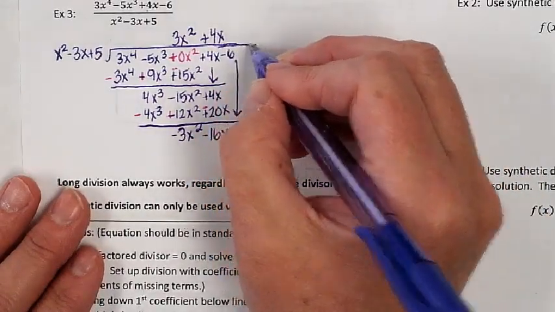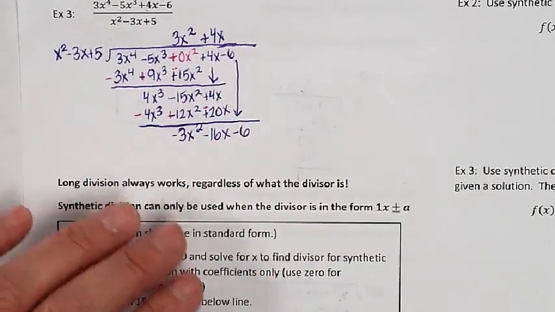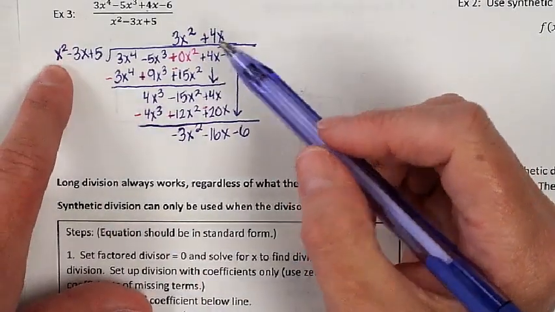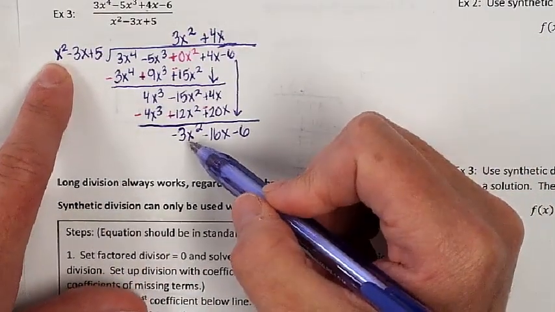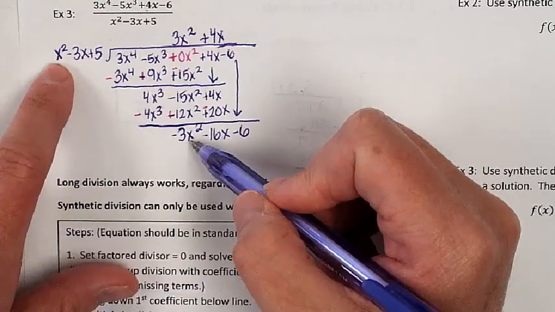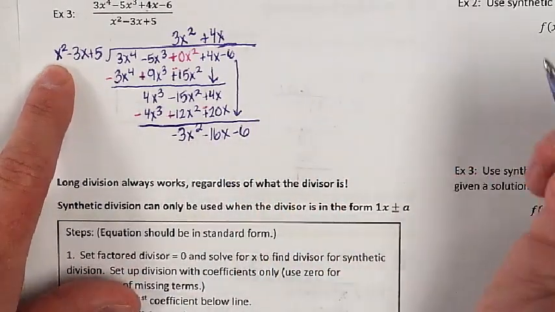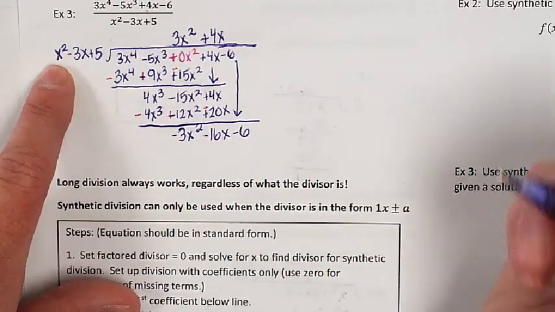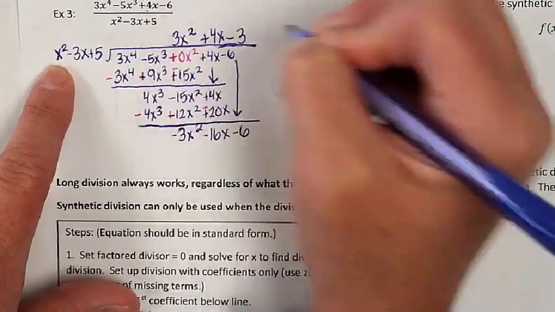Alright, now we're going to do it again. X squared to negative 3x squared. What do I need to multiply x squared by to get to a negative 3x squared? Negative 3, so minus 3. So now we're going to multiply.